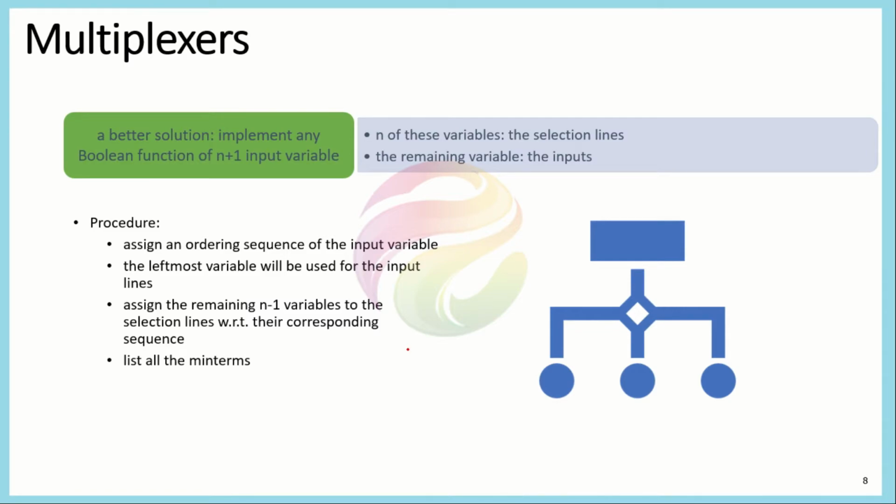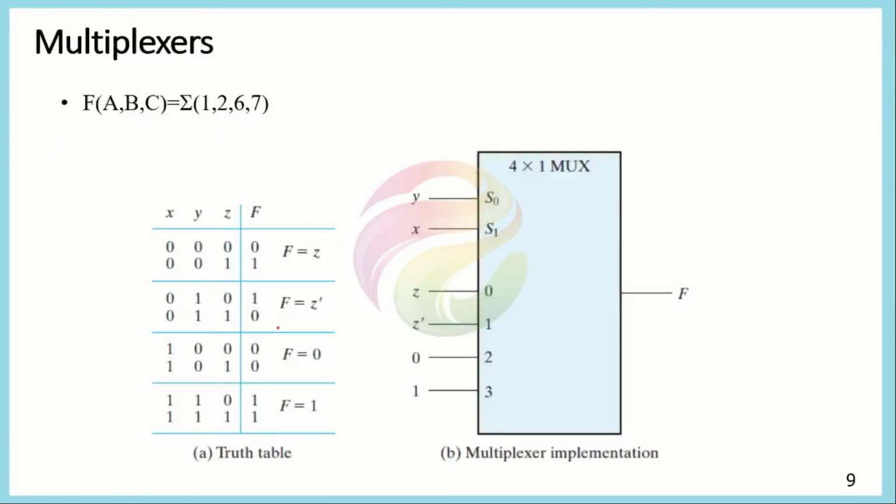We first have to use the leftmost variable for the input lines. We will assign the remaining n minus 1 variables to the selection lines, corresponding to the sequence, and then we should list all the min terms. We will try to explain this concept through an example. In this example, we will see another type of implementation for the multiplexer to represent any given Boolean expression or Boolean function.